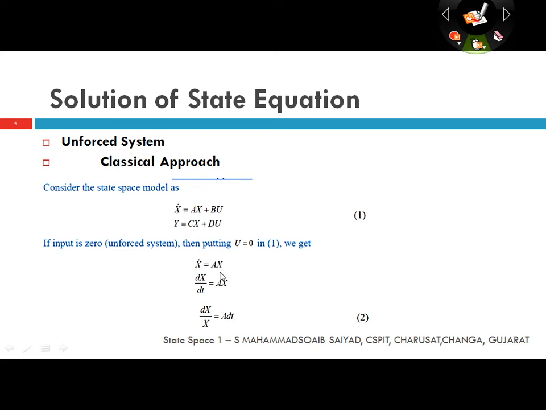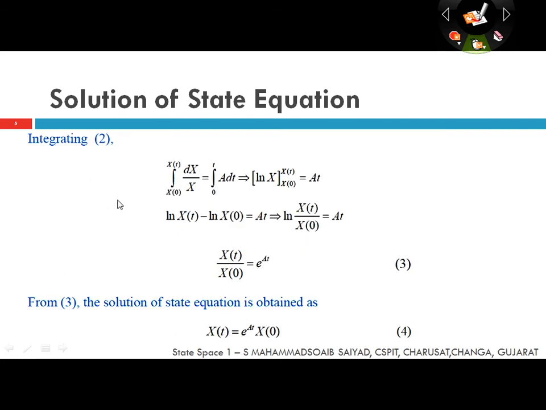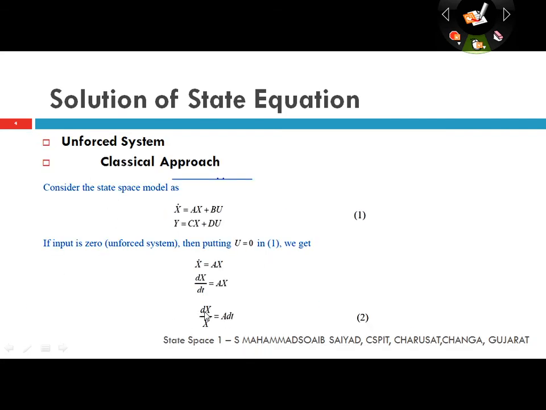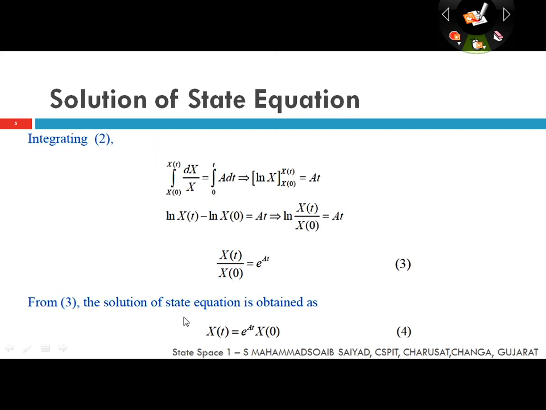I will use separation of variables, that means all the x terms are on one side and all the derivative terms are on the other side. x dot is nothing but dx by dt, which is equal to ax, so I put dx by x on one side and a into dt on the right hand side. This is the separation of variables. To remove the d, I will integrate on both sides, taking the limit from x of 0 to x of t on the left hand side, and 0 to t on the right hand side, a into dt.